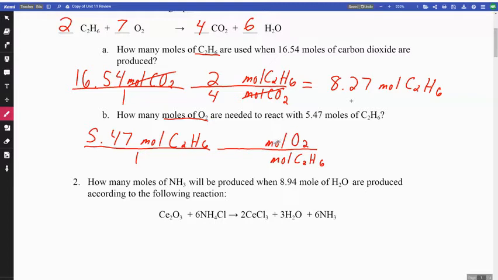We have moles on top and moles on bottom, which means this is our mole ratio. So we need our coefficients. Coefficient for O2 is 7. Coefficient for C2H6 is 2. Same situation, 5.47 times 7 divided by 2 equals 19.1 moles of O2. Good.